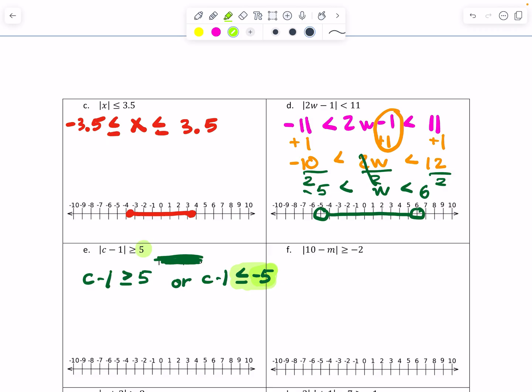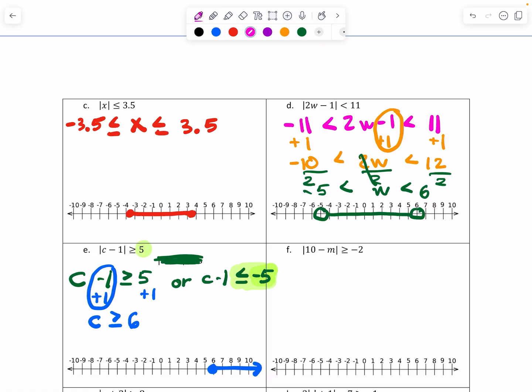So the right side would be greater than or equal to 5. The left side will be less than or equal to negative 5. And then I solve these inequalities. So to get rid of the minus 1, I add 1 because negative 1 plus 1 will be 0. And this will leave me with just C. Add 1 on the right side of my inequality as well. 5 plus 1 is 6. Copy down the greater than or equal to. Okay, so C could be all values greater than or equal to 6. So circle the 6 and go to the right.